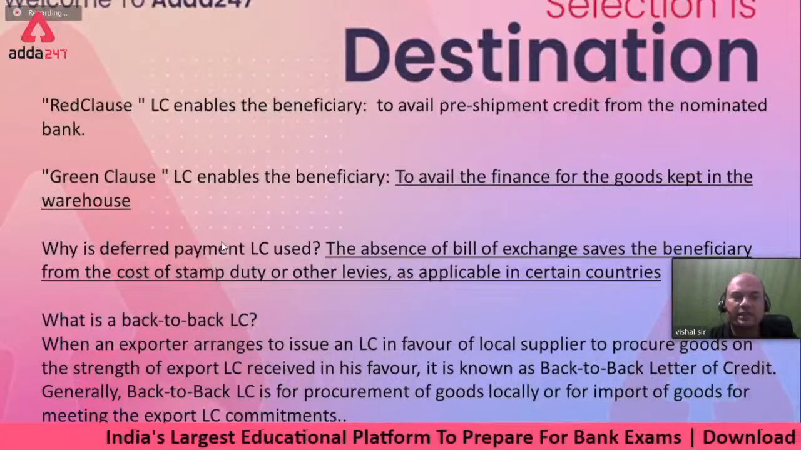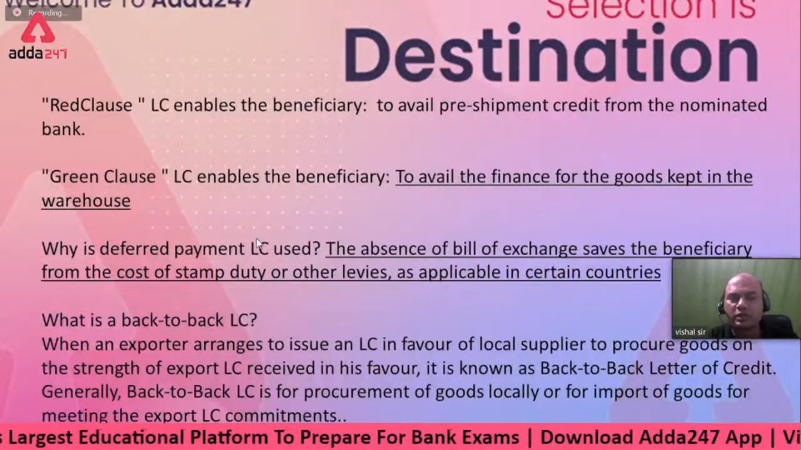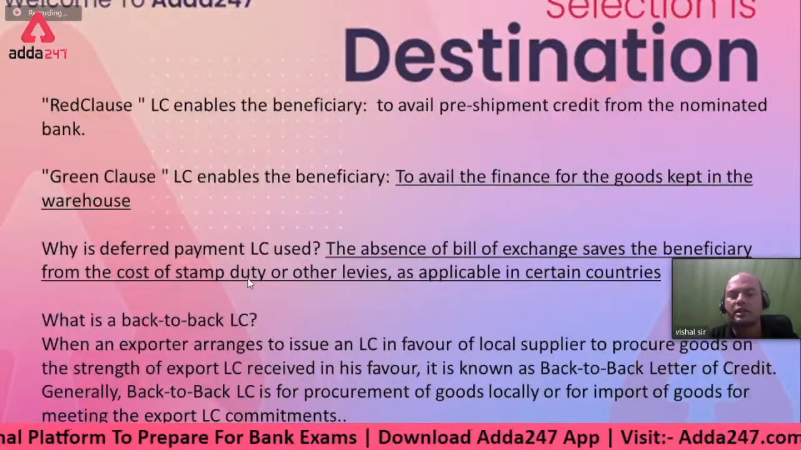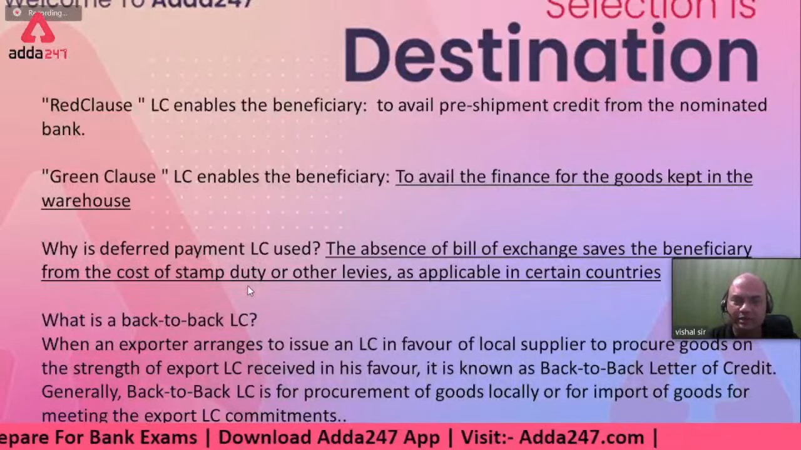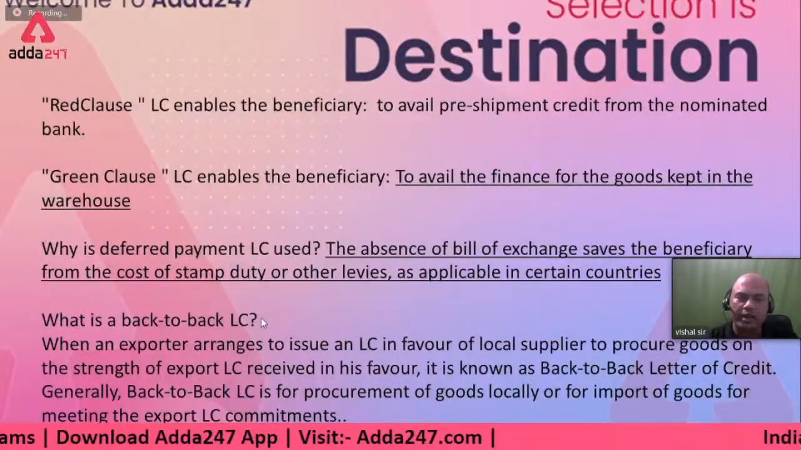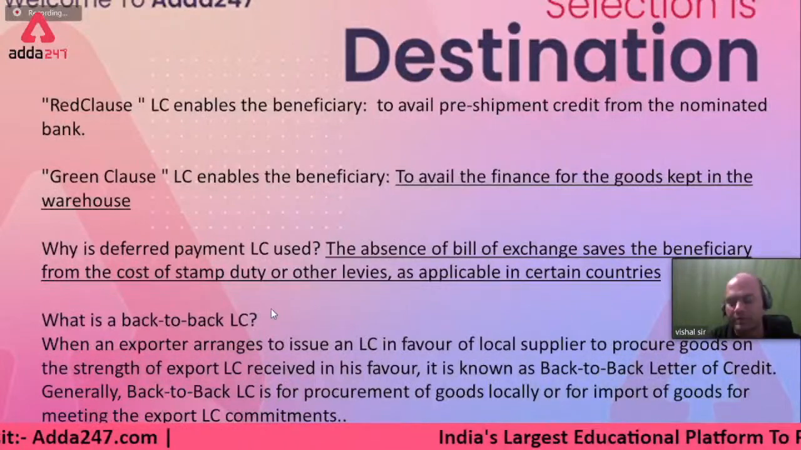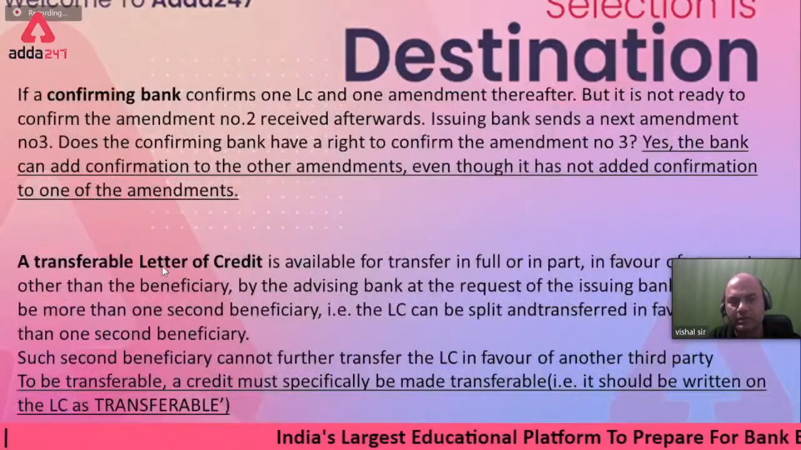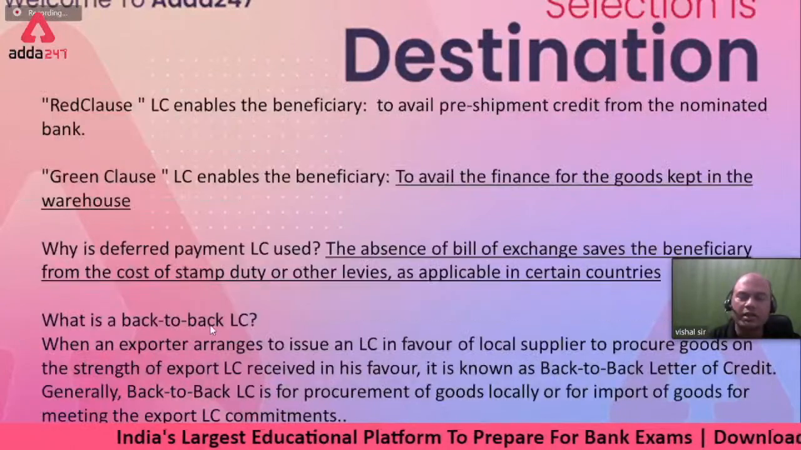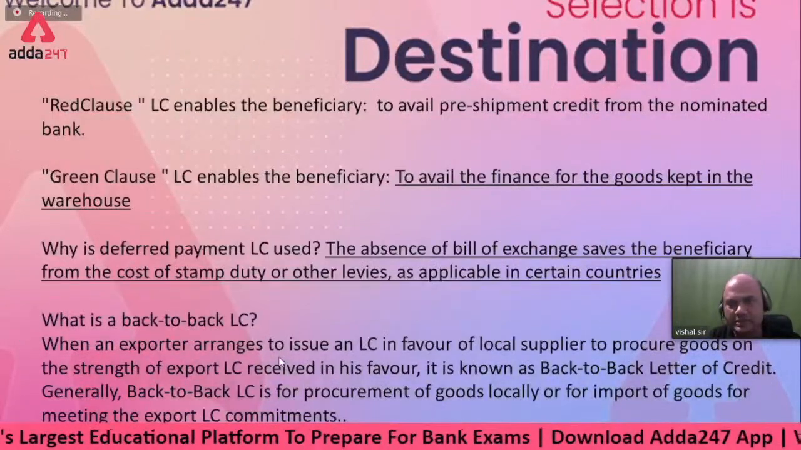So that's why this deferred payment is used, so that the stamp duty is not there. Okay, so that's the basic meaning of that. What is back to back? See here, back to back LC means it is similar to transferable. But what is the difference then? See here, the difference is like this.